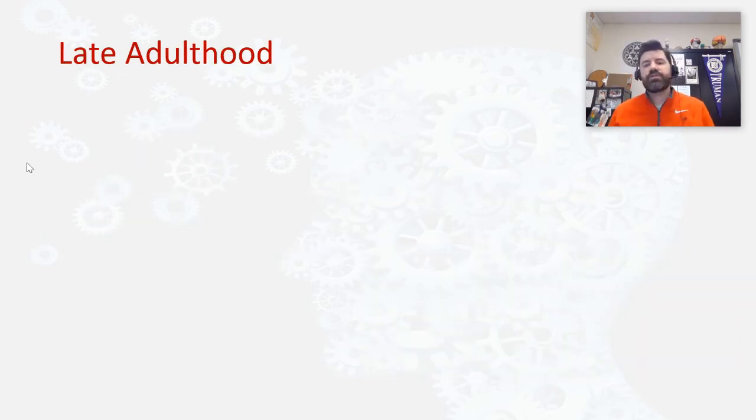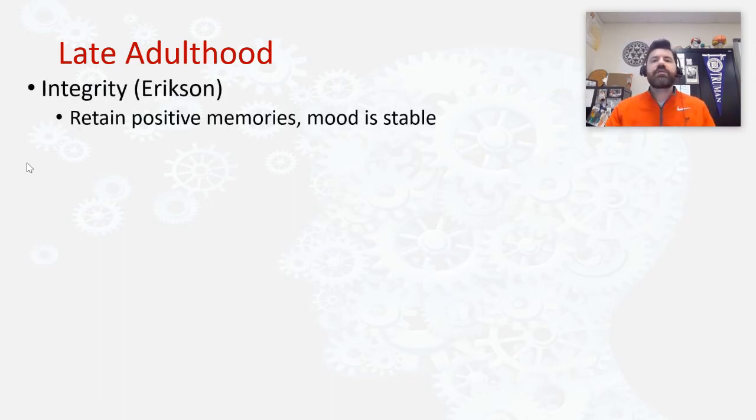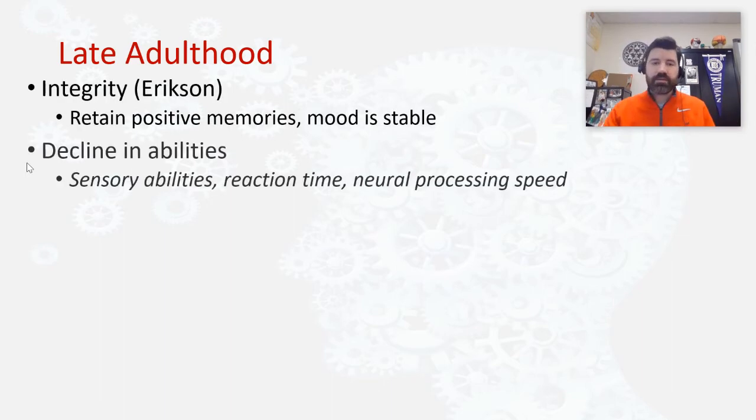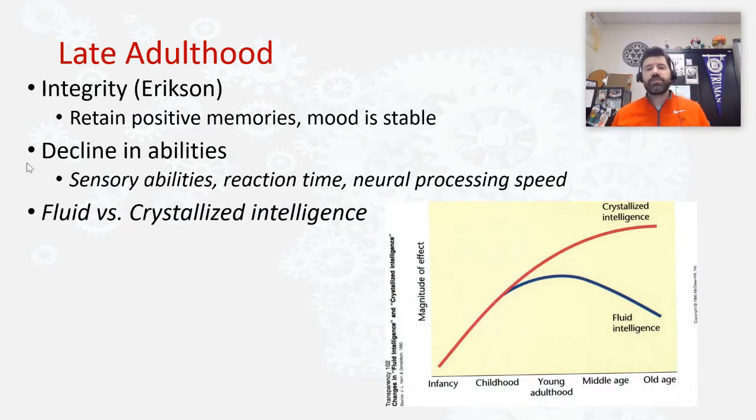And then the final stage, late adulthood, this would be around 60 plus. Erikson calls this the integrity stage. And the idea behind the integrity stage essentially is when your hair is turning gray and you realize that you have many more yesterdays than you have tomorrows, there's a lot of reflection and there's not a lot of time to make adjustments and change.